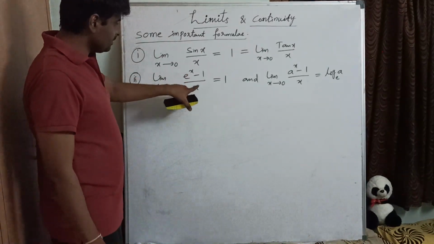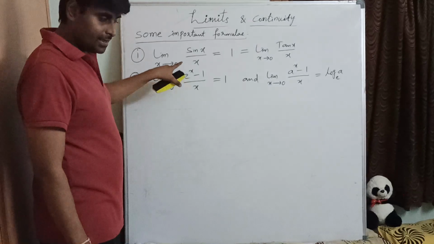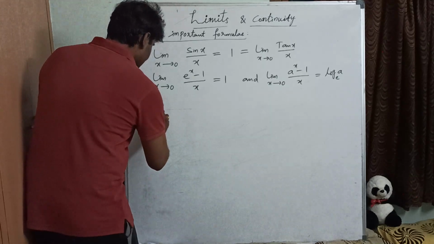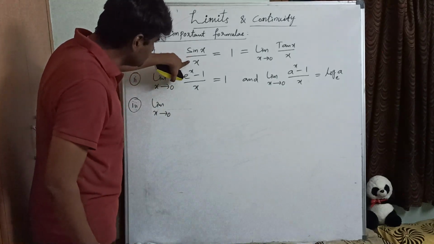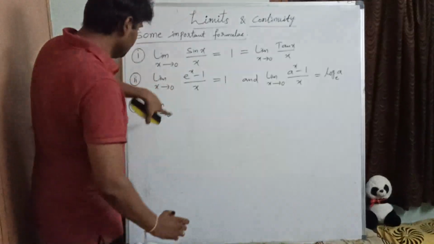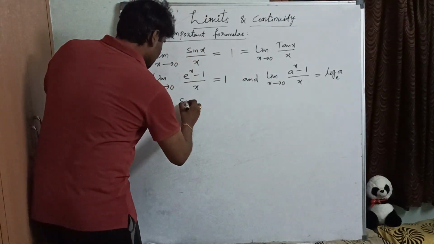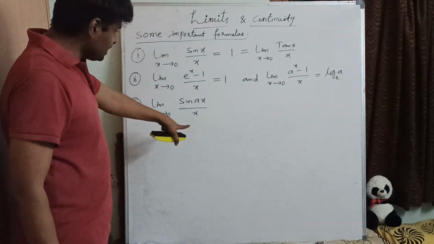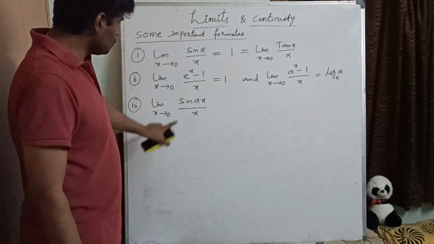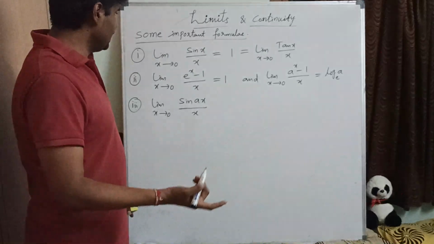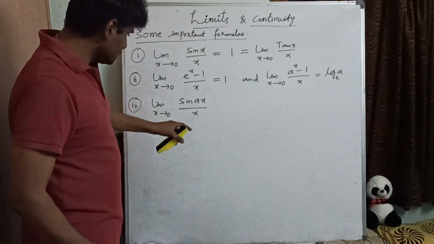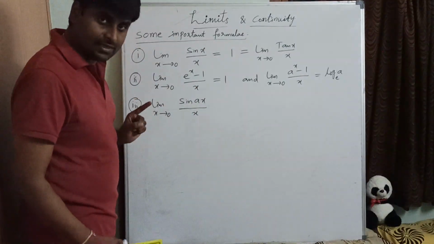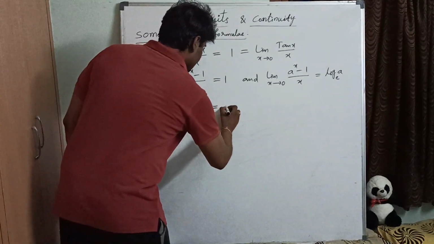Here also e power x minus 1 by x, exponential power something. In most of the cases we will apply this formula, and whatever the coefficient of x is, that gives you the answer. For sin ax by x, generally we multiply and divide by a to convert it into this formula, but we can directly write the answer. Here x tends to 0, and the coefficient of x is a, so that will be the answer directly.